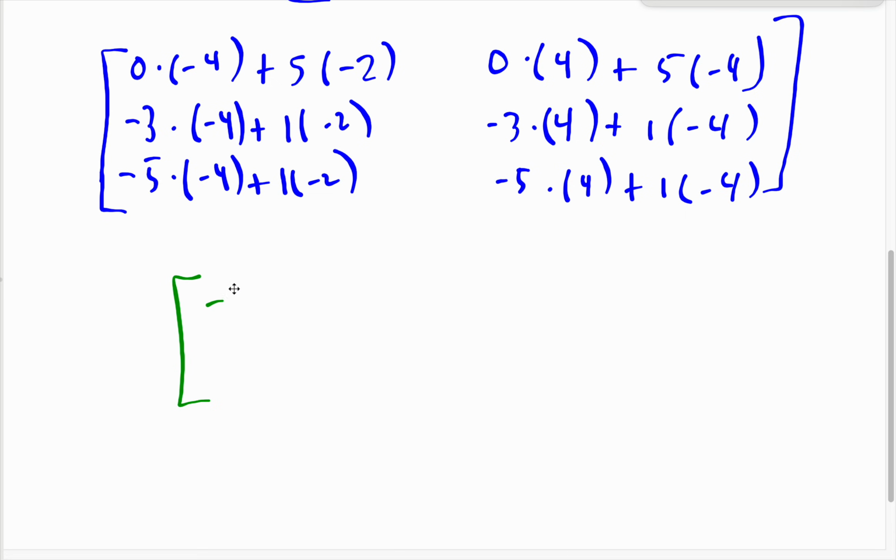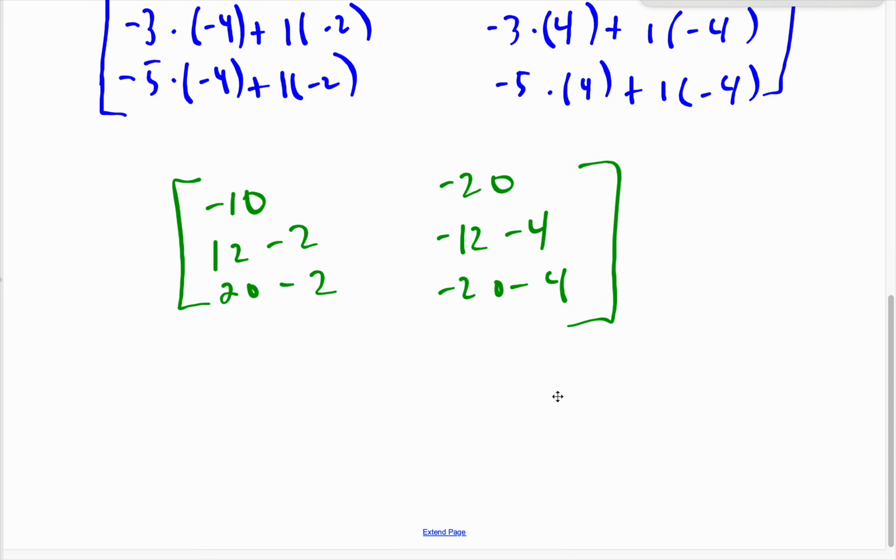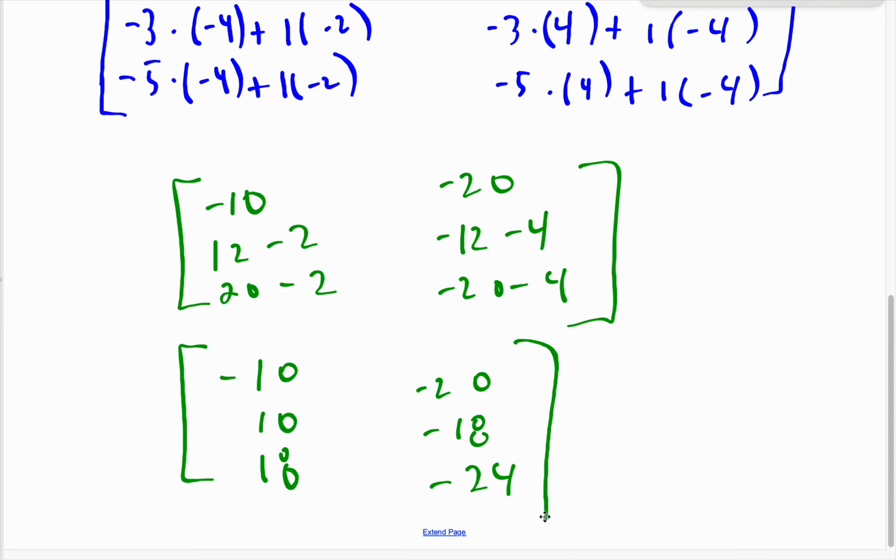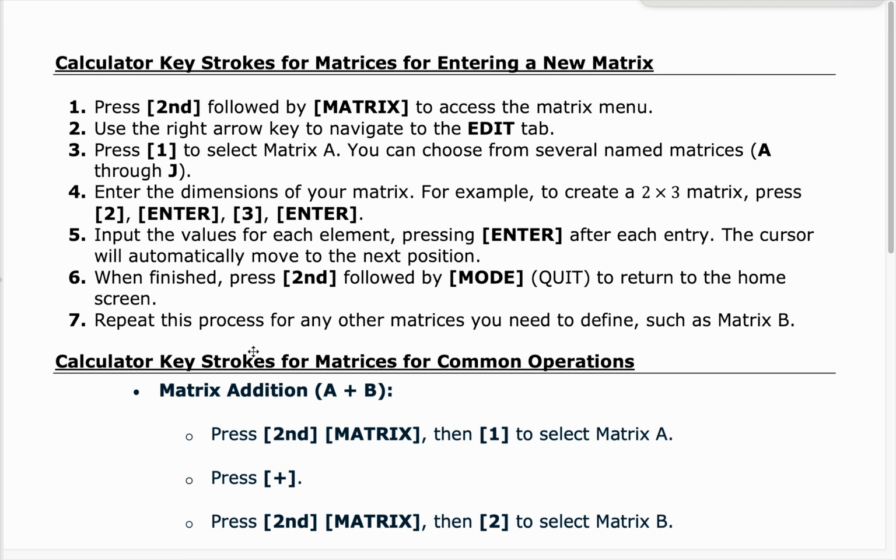So now when we do the math to finish this up, we get -10. This is 12 minus 2, 20 minus 2, -20, -12 minus 4, -20 minus 4. All right, and we finish it up. -10, +10, and 18. -20, -18, -24. And that is it.